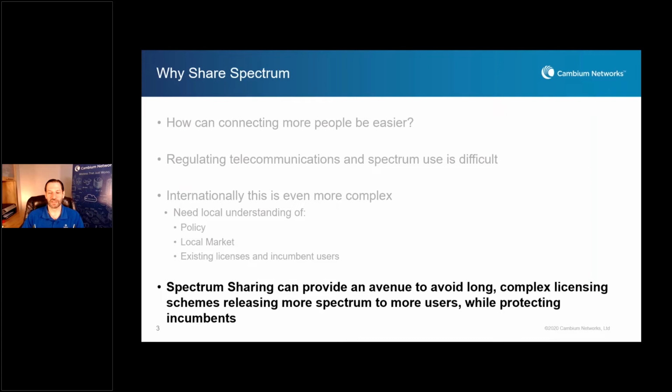Spectrum sharing can provide an avenue for more users to be able to use that spectrum, avoiding these complex licensing schemes or very expensive licensing paths. And they can protect incumbents while doing this. So if there are users that we need to protect, there are ways to do that, and we're seeing that in play already.